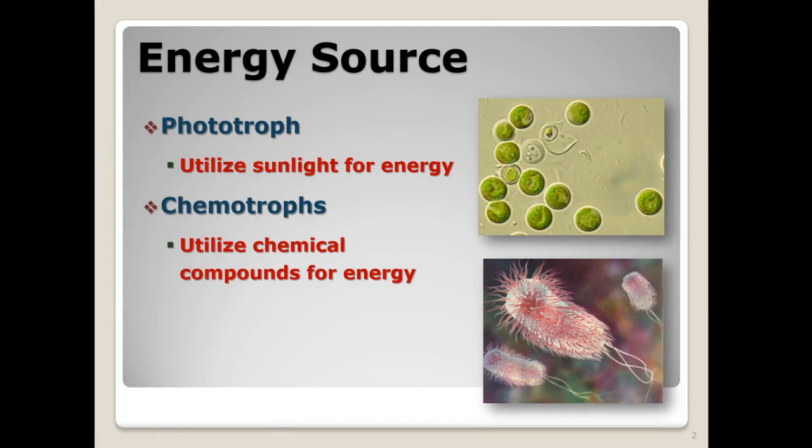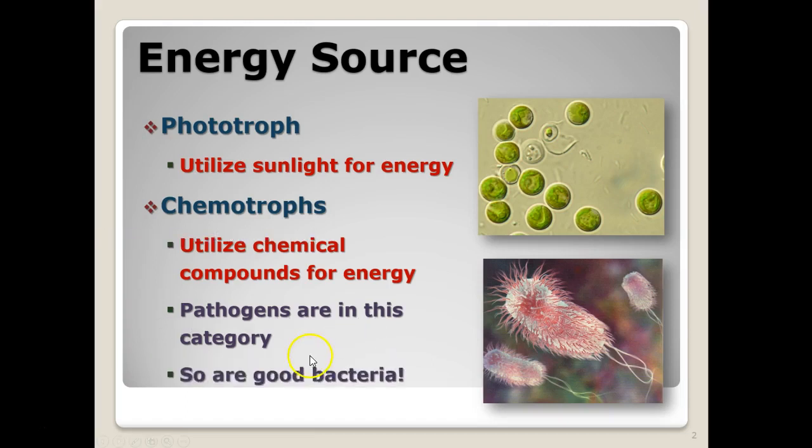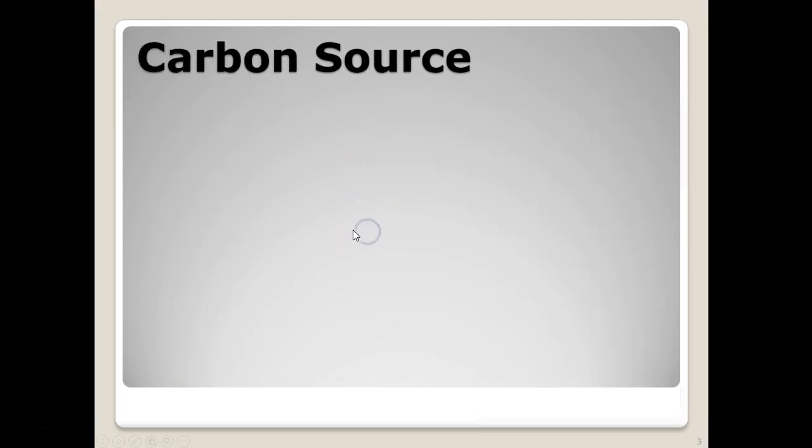compounds, and that could mean chewing up a dead organism and getting energy from the various components in them. It could be they're eating sugar or something like that. That's a chemical compound, and that's how they're getting their energy. We're going to find that pathogens fall into this category of chemotrophs. And of course, not just pathogens. We are chemotrophs. A cat's a chemotroph, a dog's a chemotroph, that sort of thing. Good bacteria happen to also be chemotrophs. Some of them are not chemotrophs. We do find bacteria that are able to use sunlight as a source of energy, and they're phototrophs. So we find bacteria in both groups.